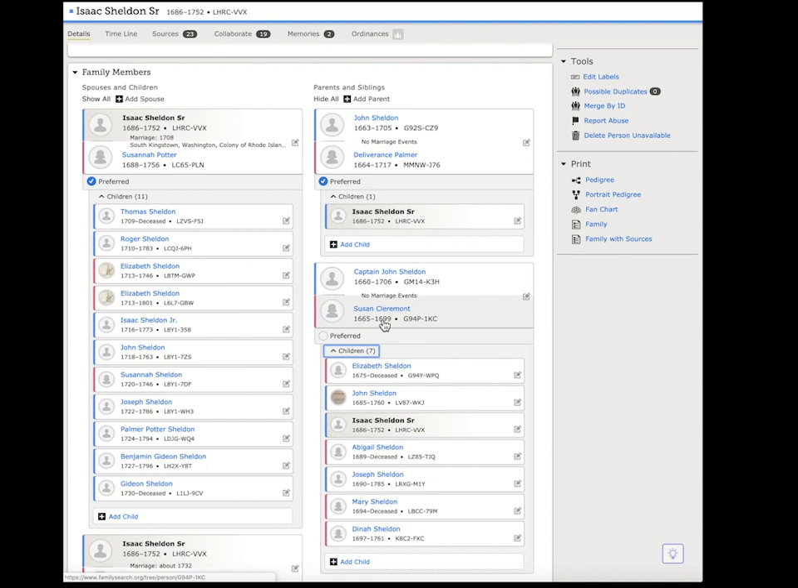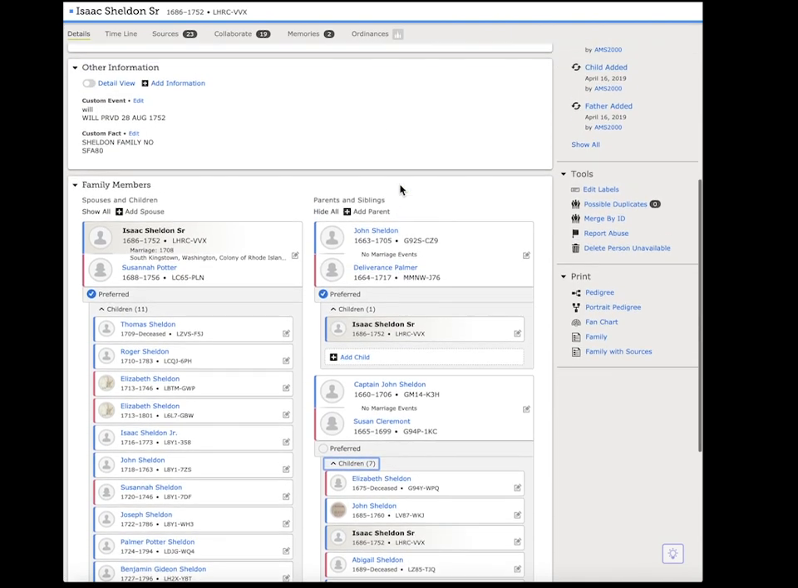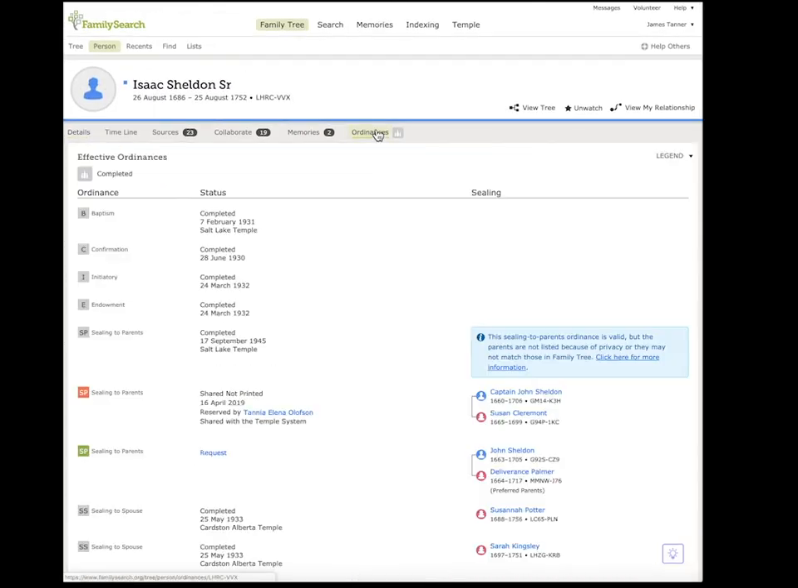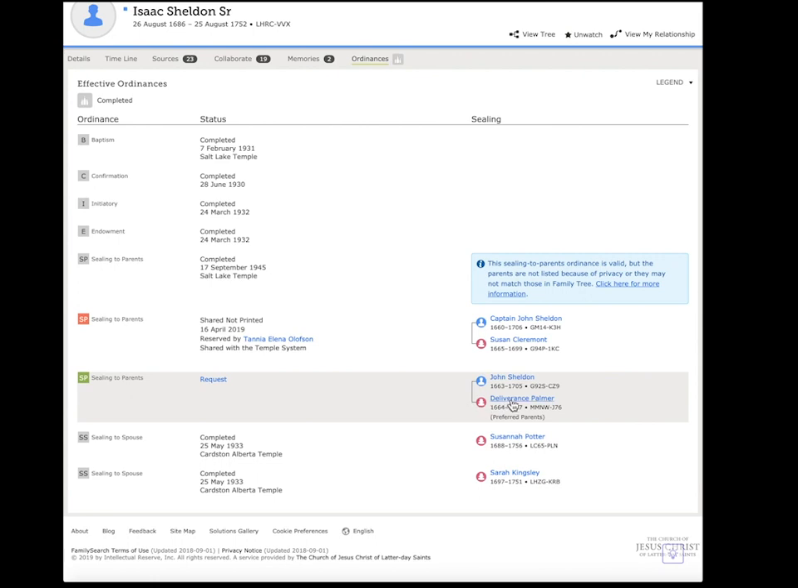Oh, we're getting confused here. 1699 she died. Some of these children, 1690, 94. Nope, all of these children would have been Susan Claremont's children, and including Isaac Sheldon. And if Deliverance Palmer was the second wife, then it's very likely that Isaac Sheldon was not the son of Deliverance Palmer. So it would depend on how this ordinance worked. So we can look at that and see who they want to seal it to, and that's to Deliverance Palmer.